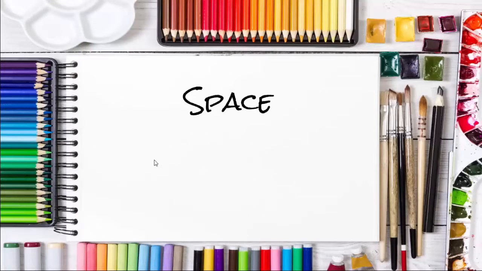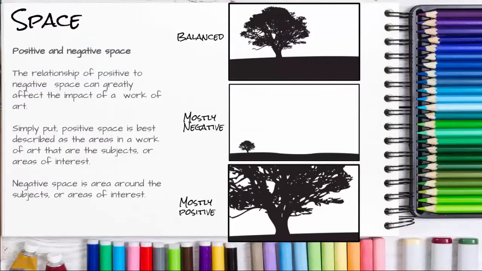Okay, so space. When I talk about space in an artwork, what I am talking about is positive and negative space. Positive space is usually the area that your subject takes up. Negative space is the area around it, the background. So you can have different kinds of compositions, different levels of positive and negative space.